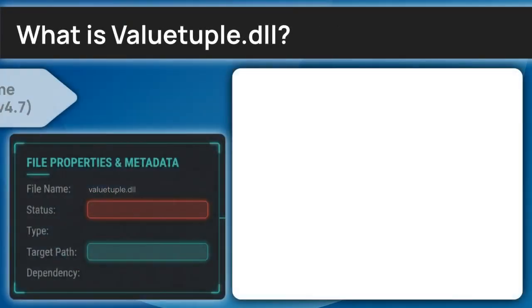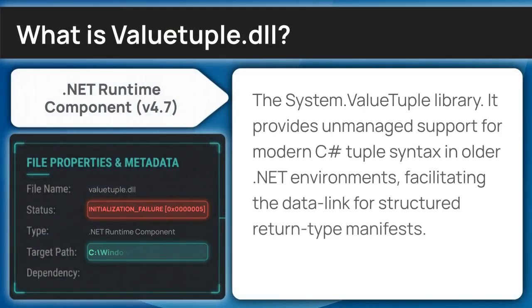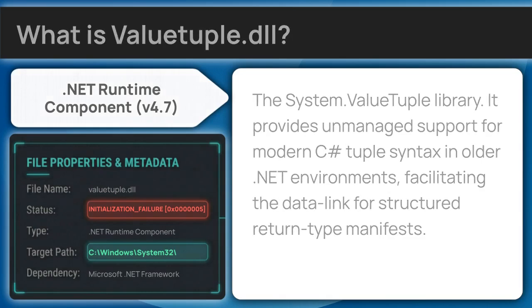This is the Valuetuple Library, the System.ValueTuple library. It provides unmanaged support for modern C# tuple syntax in older .NET environments, facilitating the data link for structured return type manifests. Now that you have the context, let's move into the repair process with a fresh installation.